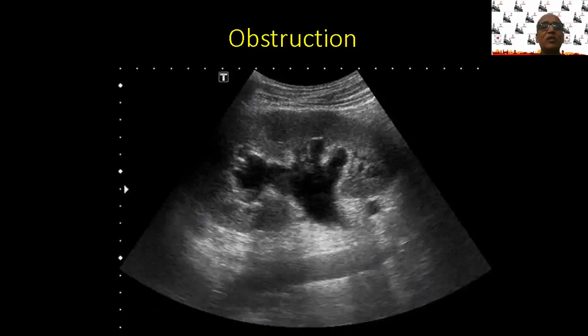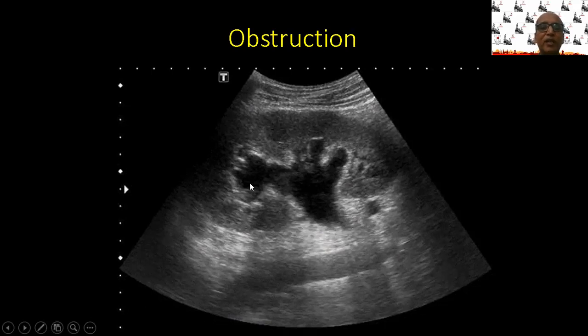Now the second thing you usually look for is the presence of obstruction. Obstruction tends to manifest as the loss of the normal central sinus fat echogenicity. Here, in the previous normal cases, we have seen that it was all compact central sinus with no evidence of any altered echotexture within. Whereas whenever there is hydronephrosis, there is presence of fluid, and as you all know, fluid appears anechoic or hypoechoic as the case may be.